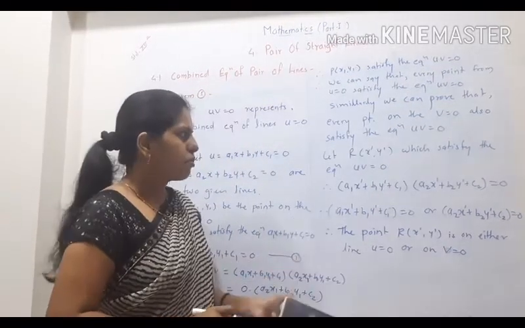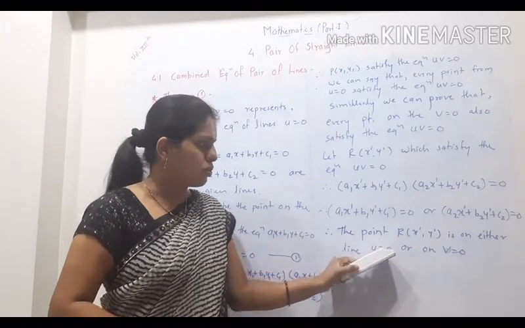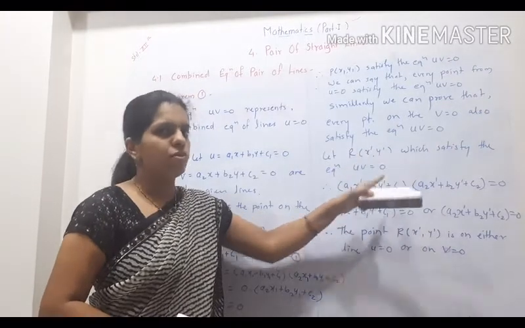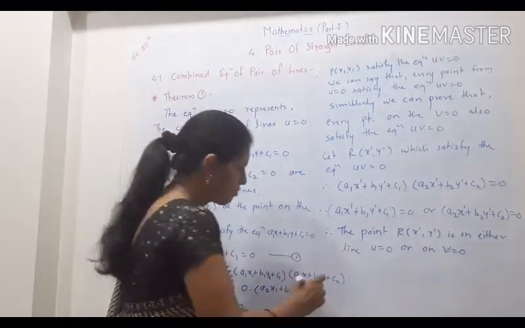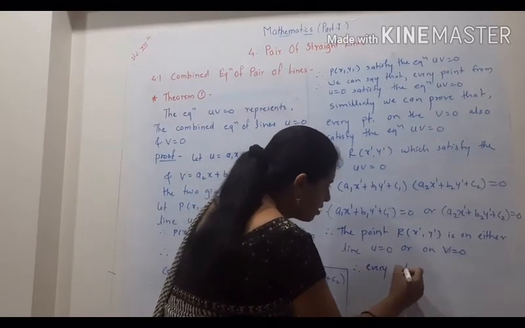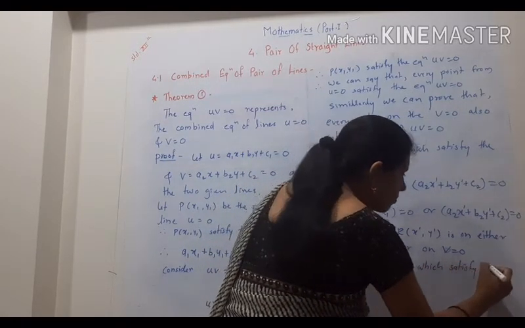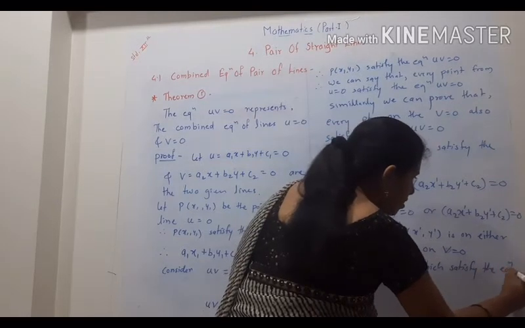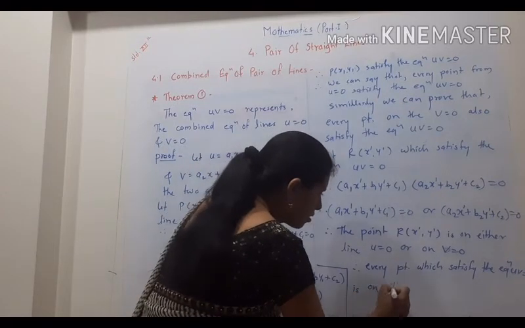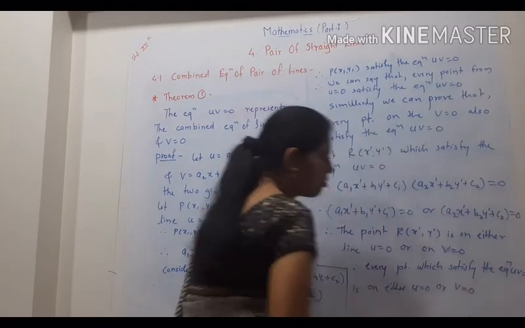And so, we can prove that every point which satisfies uv is equal to 0 is on u is equal to 0 or v is equal to 0. As this is chosen as an arbitrary point, we can state this for any point. Therefore, every point which satisfies the equation uv is equal to 0 is on either u is equal to 0 or v is equal to 0.